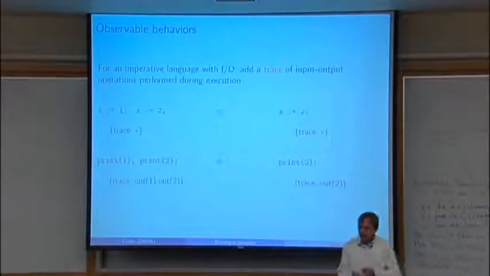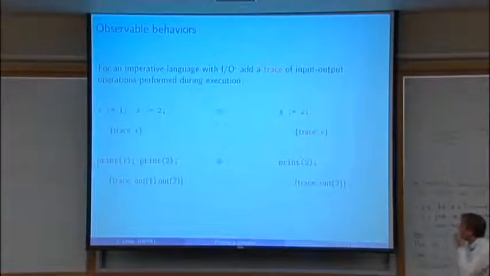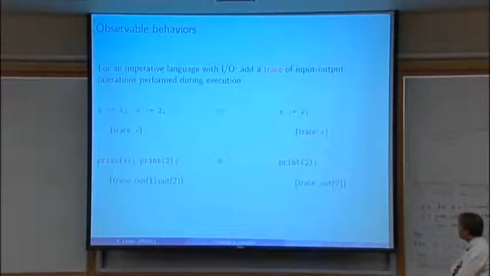But for instance, say you have a language that is imperative and has some input-output primitives, like print. There you will probably need to observe some I/O trace, some trace of input-output operations. Because, for instance, take those two programs, okay? I assign 1 to x and then 2 to x. I can optimize this to assign 2 to x, okay? Because the final state will be the same. And both programs terminate, so they have the same observable behavior in imp.